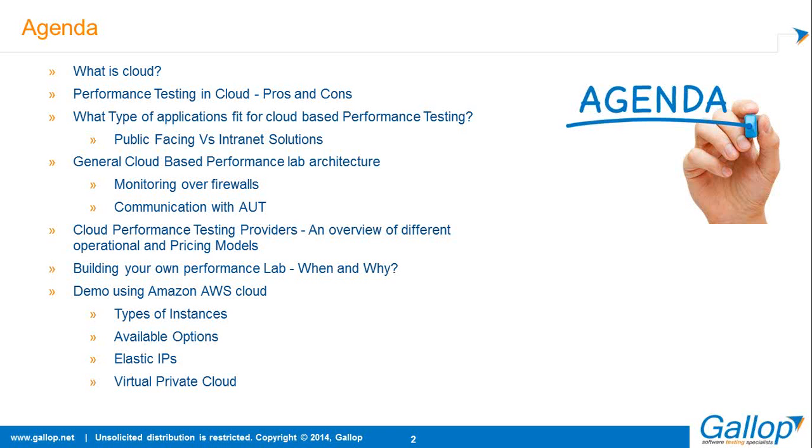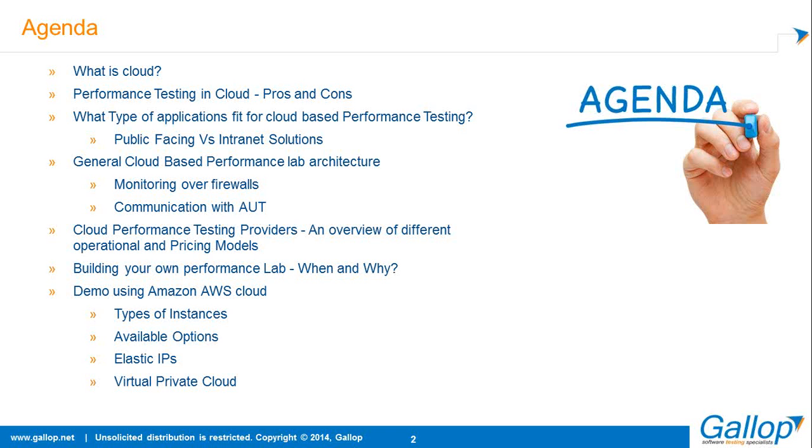And we'll see what are the cloud performance testing providers as a SaaS, PaaS, etc., and their pricing models. Then we'll jump on to see when do you actually build your own performance lab and why do you want to build your own performance lab. We'll ask certain questions, and if any of these particular questions has an answer as yes, then probably you might want to look at building your own performance lab in cloud.